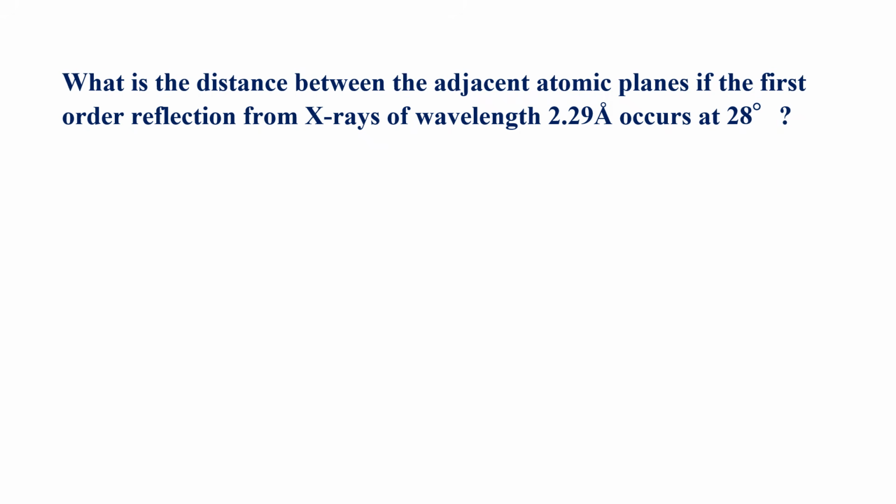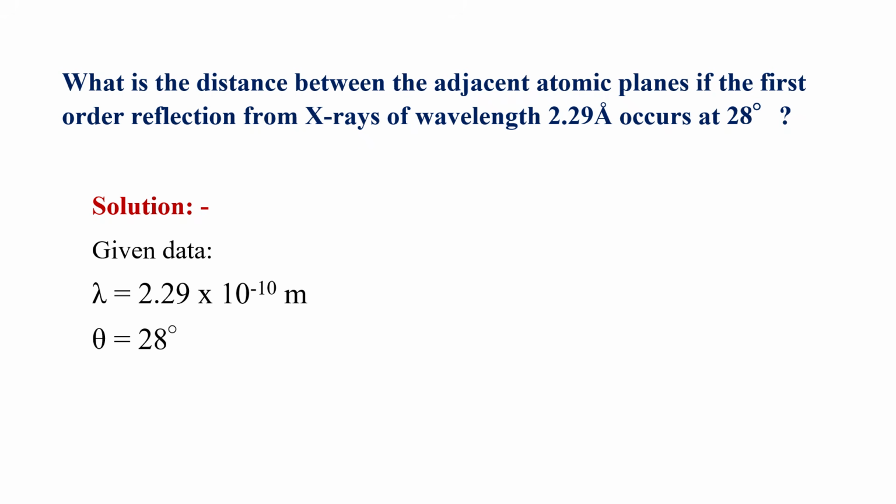Here again it is asked: what is the distance between the adjacent atomic planes if the first order reflection from the X-rays of wavelength 2.29 angstrom occurs at 28 degree? So here first let's see the given data. Lambda is provided, 2.29 into 10 to the power minus 10 meter. We have converted angstrom into meter over here. Theta is equal to 28 degree. n is provided, which is 1, and we have to calculate d.